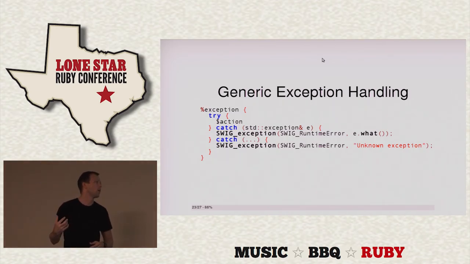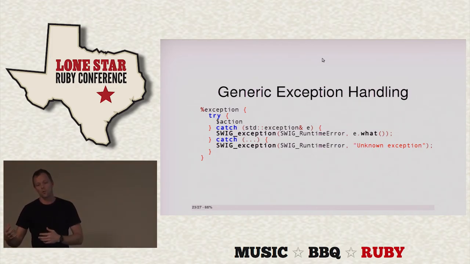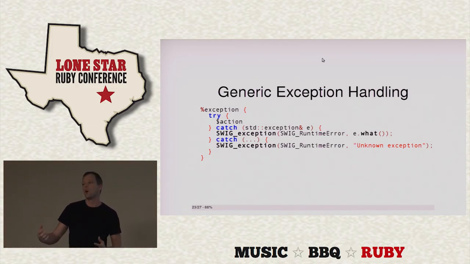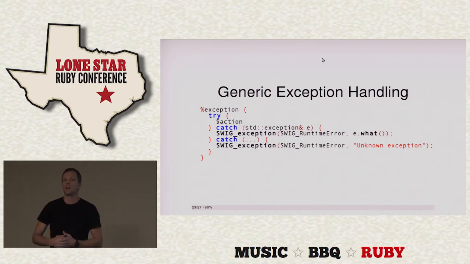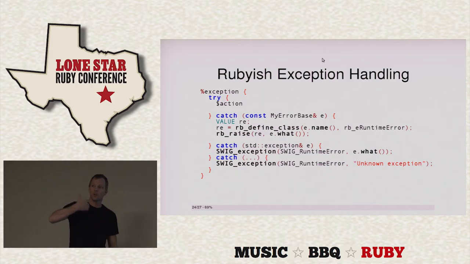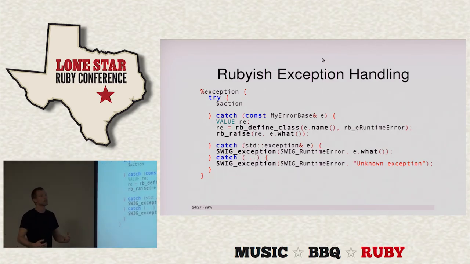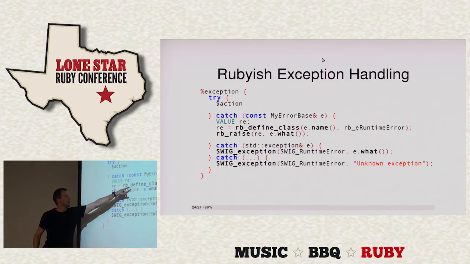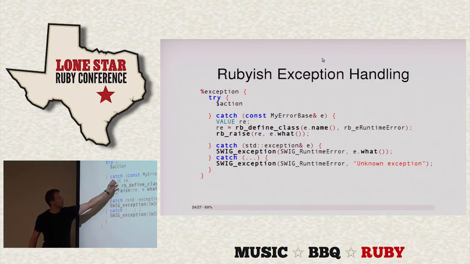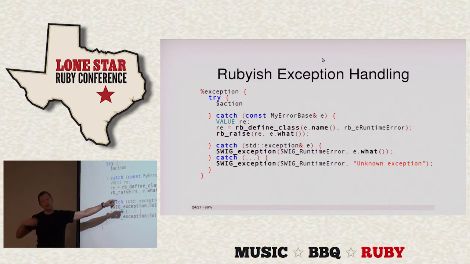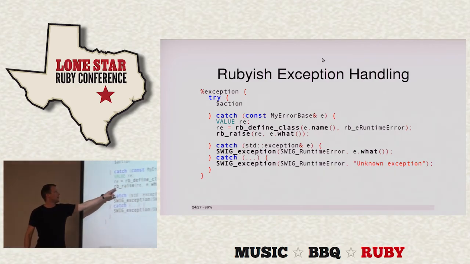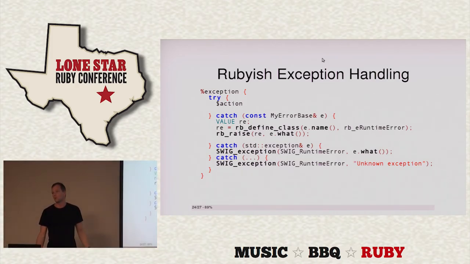But sometimes you might want to throw different exceptions for different things that go wrong. Like you might have a SQLite 3 statement error, or SQL error, or database lock or something like that. So to make that happen, the solution I came up with was I added another section in here where I catch a base class that I define, and then I define a Ruby class that's the name of whatever class I threw. It's a child of runtime error, and then I raise it with the what message from the C++ exception.